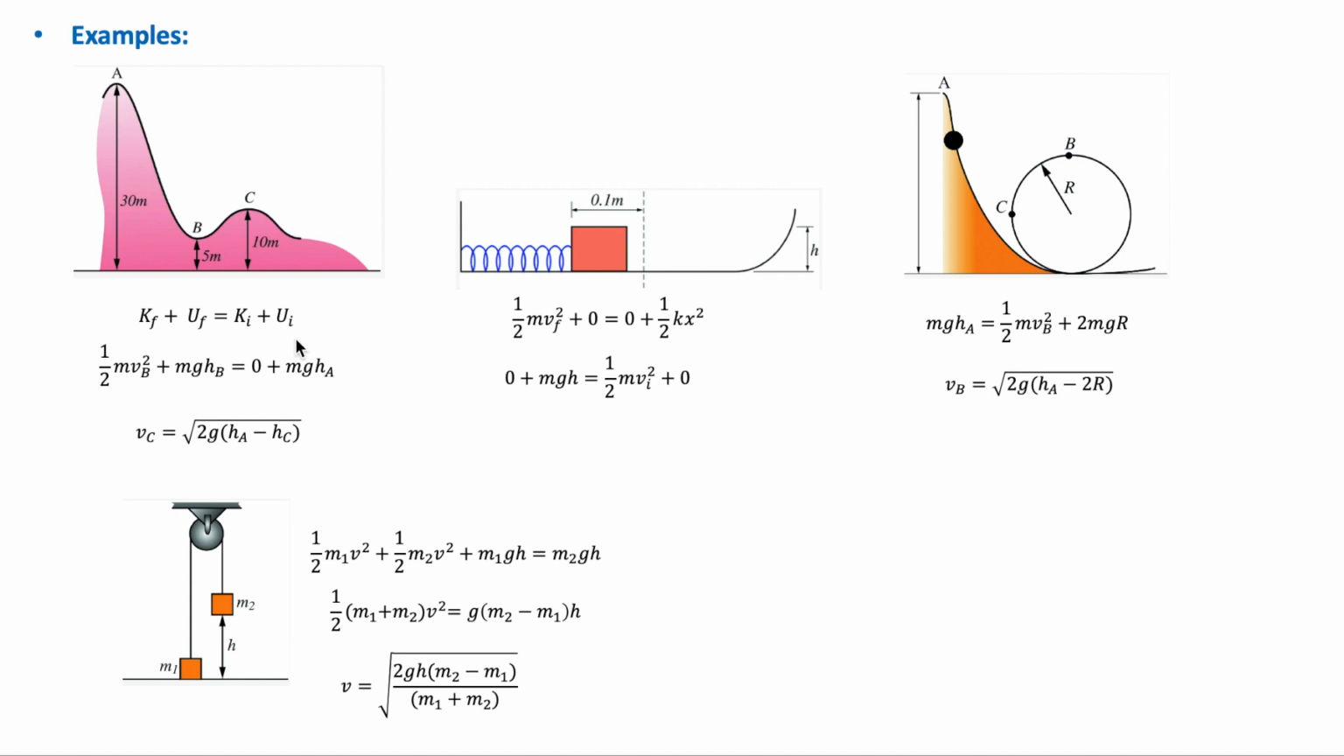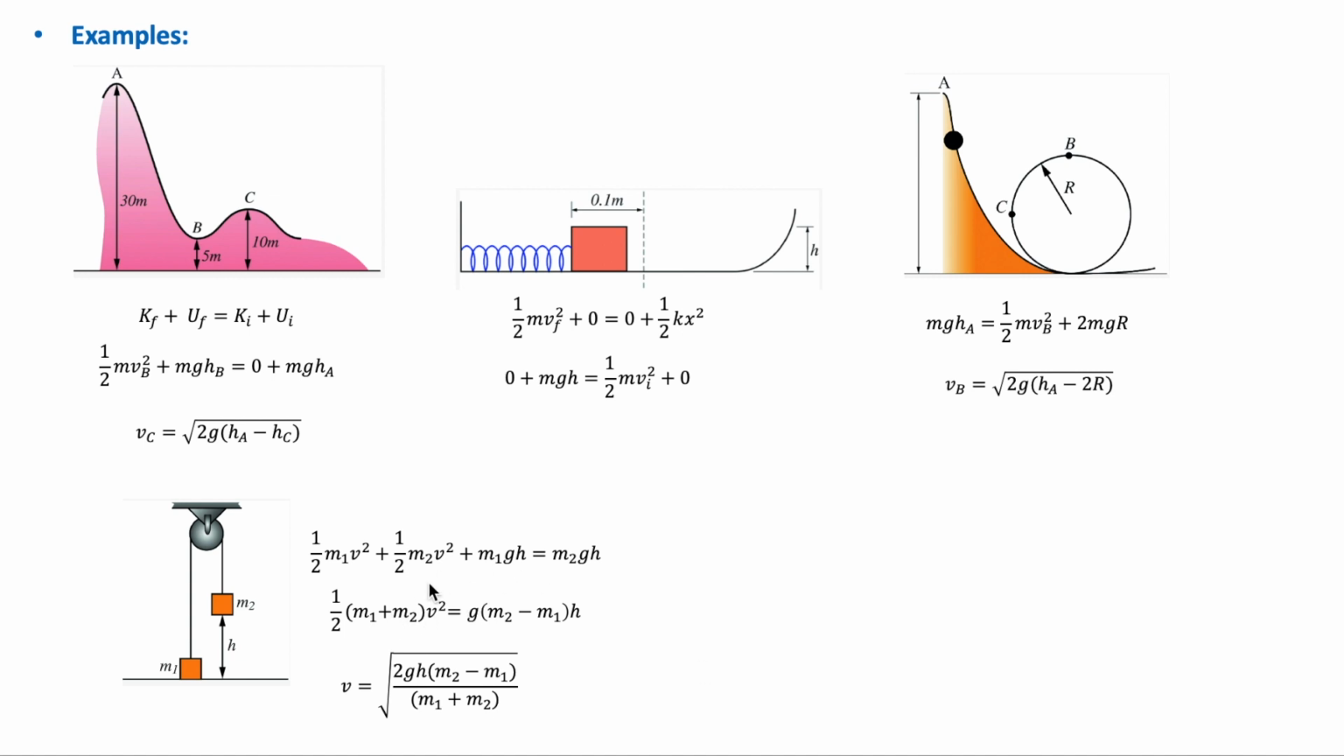So at the initial position, there was only a potential energy of M2, and this was converted, as M2 is falling, to kinetic energy of M1 and M2, and potential energy of M1.